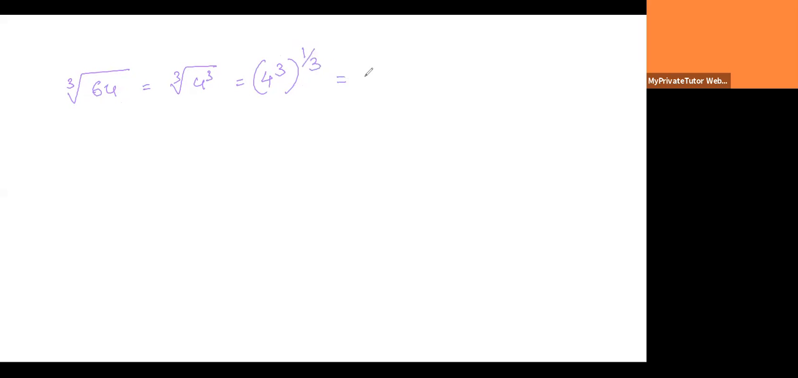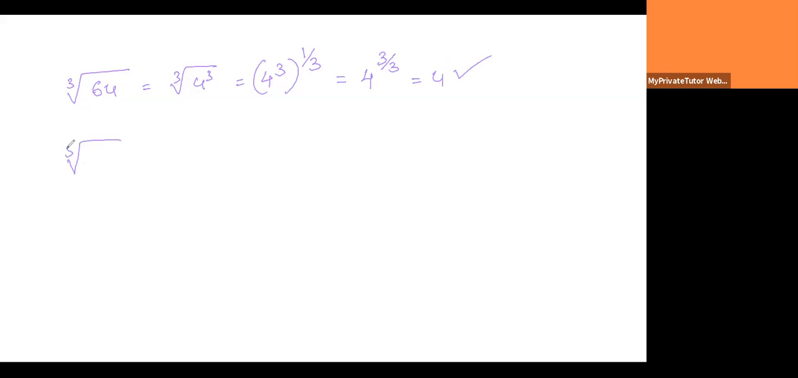So how do you solve this? Just use the exponent rule. 4 power 3 by 3. We are going to multiply, isn't it? We have a 3 into 1 over 3, which is 3 by 3. So 4 power 1. So the answer is 4. That's it.